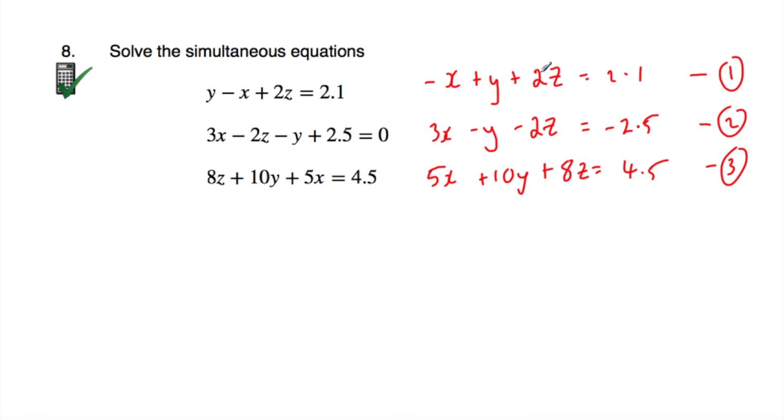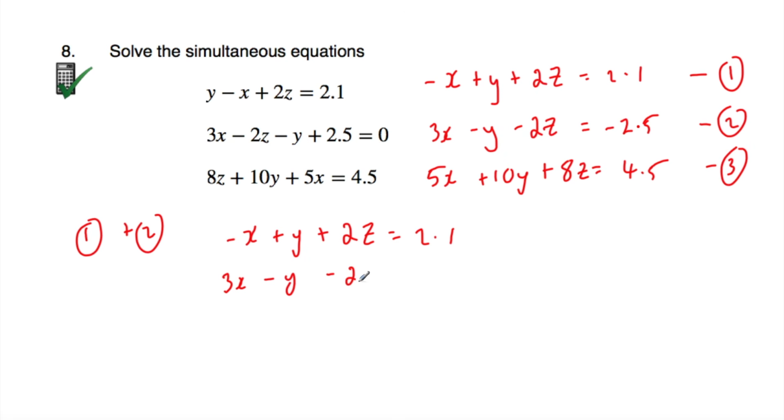So here, if we have a look at the z's, we've got 2z and minus 2z. So if we add equation 1 and equation 2, that'll cancel out the z's. So let's do equation 1 plus equation 2. It's actually going to cancel out the y's as well. So we've got minus x plus y plus 2z equal to 2.1, and then we've got 3x minus y minus 2z equal to minus 2.5. And we're going to add those two equations together.